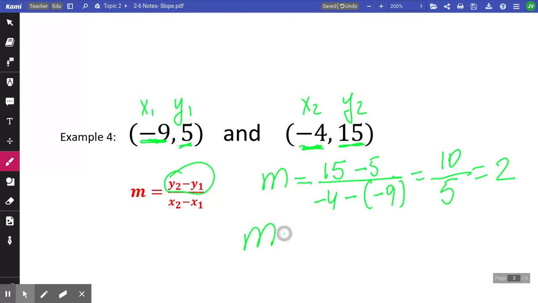The slope is 2. So if you get a whole number, leave it like that. If you get a fraction, leave it as a fraction, but put it in the simplest form. If you get an improper fraction, leave it like that. Just make sure it's in the simplest form.